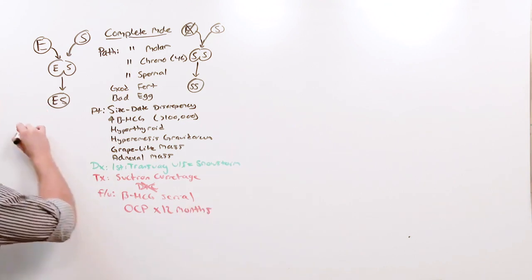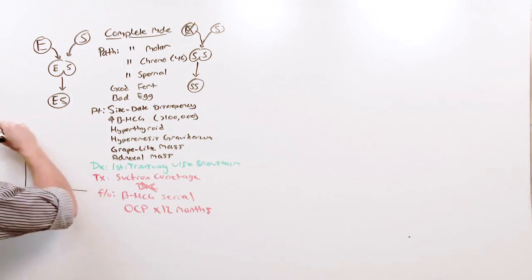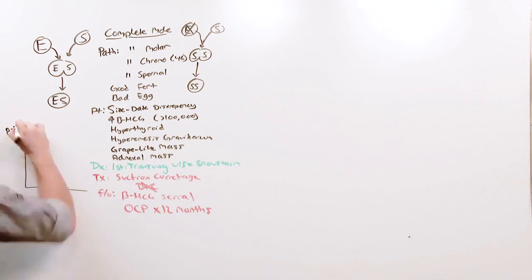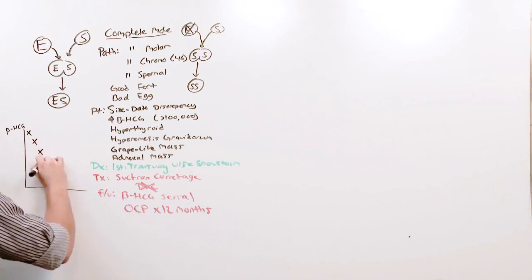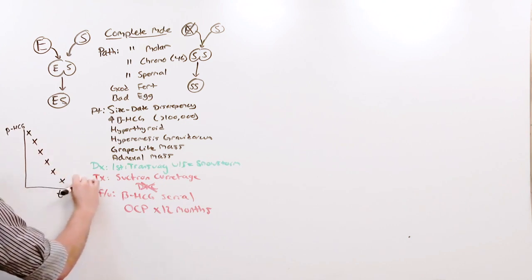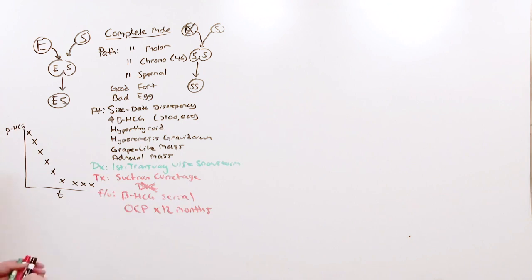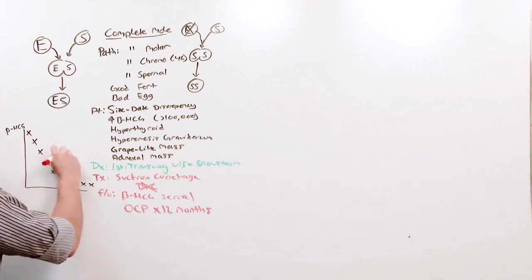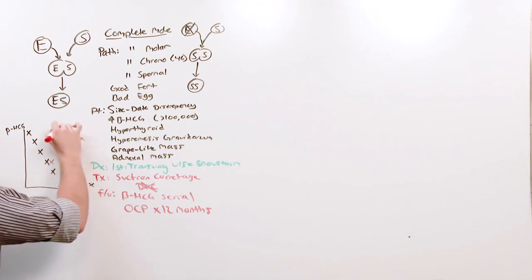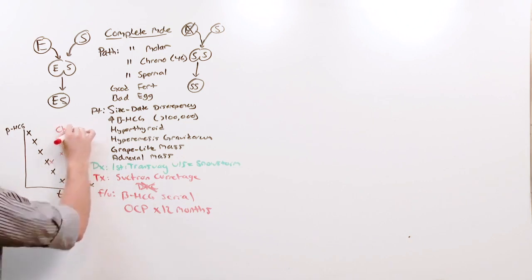And the reason we do that is this. This is the beta-HCG level. This is time. As you remove the tumor, what should happen is that beta-HCG level should fall to 0 and stay 0. If at any time it begins to rise, you're worried about invasive disease. This is choriocarcinoma.